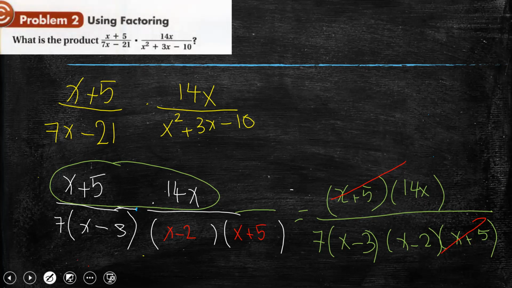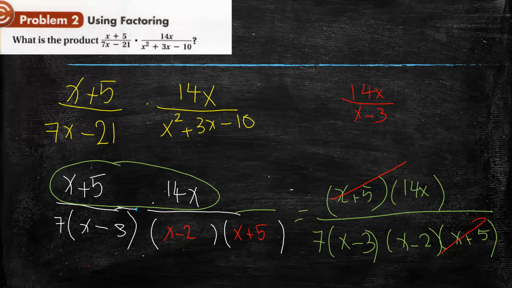No, you cannot cancel it. 14x with x minus 3 cannot be simplified. Can you simplify 14x with x minus 3? No. How can you simplify 14x over x minus 3? You can't.